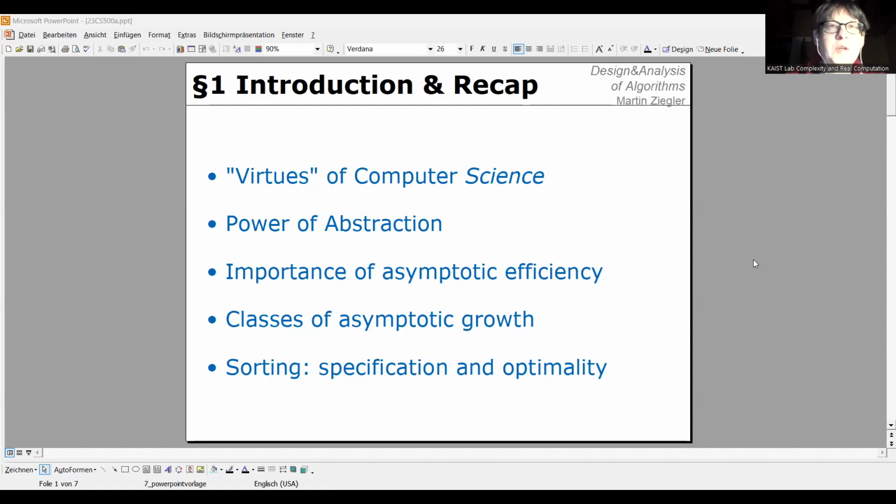And here we are back with a recap of the entire first half of this course. So we started with an introduction about the virtues of computer science, the power of abstraction, the importance of asymptotic efficiency, classes of asymptotic growth, like Ackermann function and inverse Ackermann function. And we discussed sorting as an example, where the importance of problem specification and the importance of algorithm optimality. Then we proceeded to chapter 2.